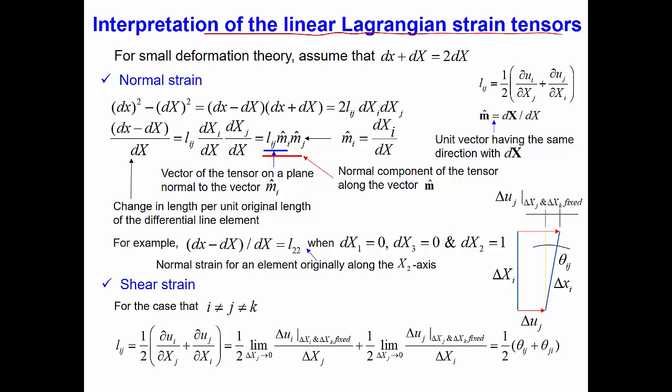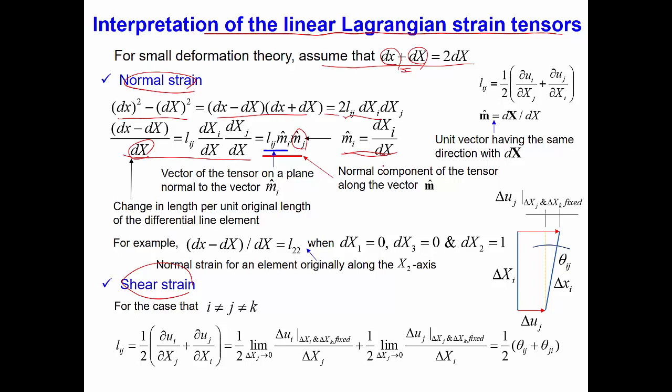Now let us check the meaning of linear Lagrangian strain tensors. We'd better take two parts into consideration, that is normal strain and shear strain. Let us assume that the length of the differential line segment in material and spatial coordinate systems are the same, based on the assumption of small strain and small deformation. Dividing both sides of this equation by the scalar length of the differential line segment, we can obtain this equation. In this equation, m hat means the directional vector, which is defined by this equation.